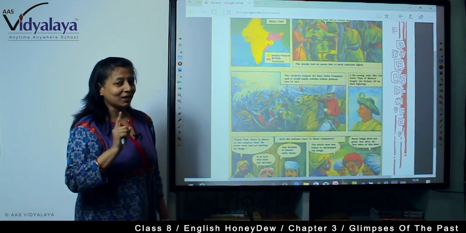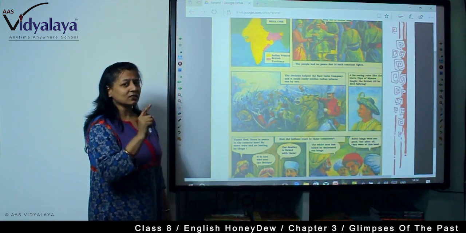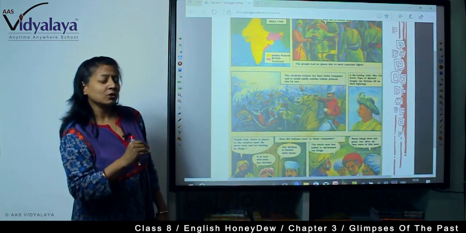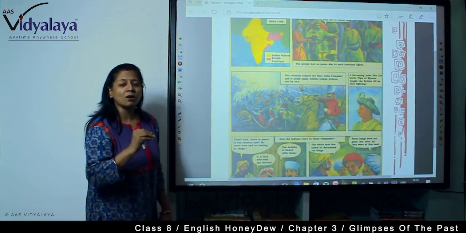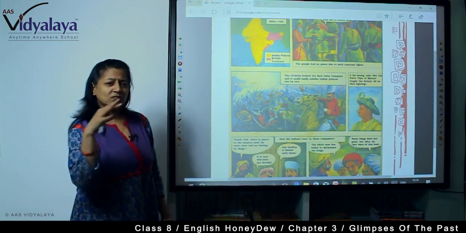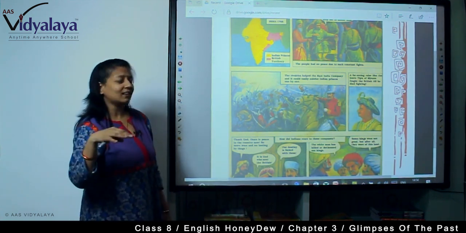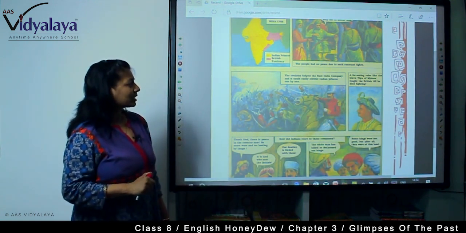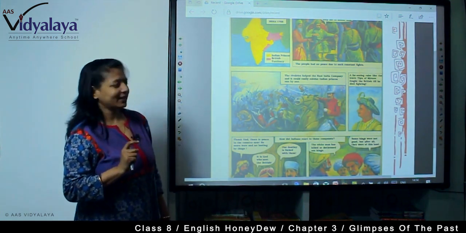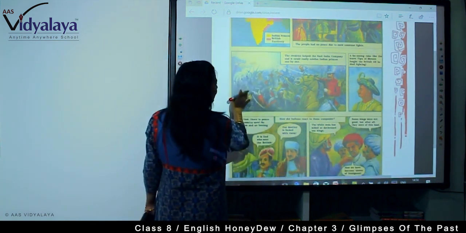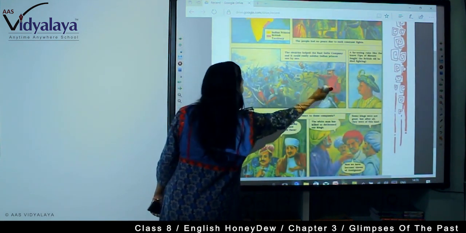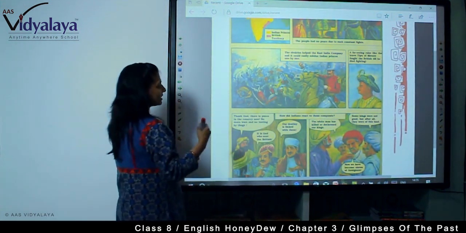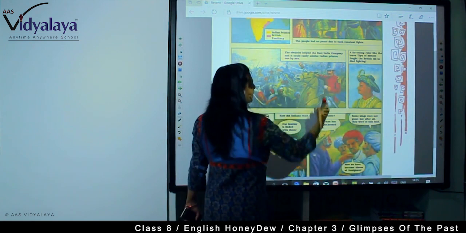not a short-sighted one. A far-seeing ruler, he understood that the British company is not here to help us. The British company is here to harm us. Soon they will capture the entire India. So he fought against them, and he fought the British till he died fighting. See here the British army, how they are winning over other Indian princes, and this is our Tipu Sultan.